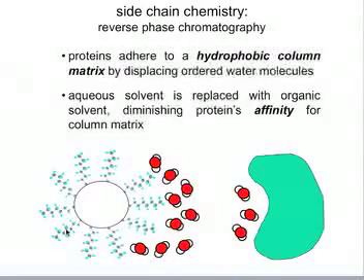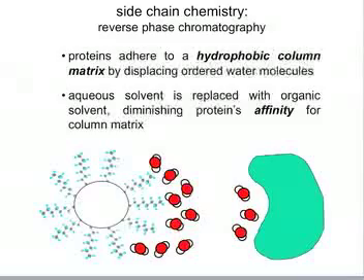So we have a bead. Here's the matrix bead covered with, in this case, probably a 10 carbon aliphatic chain, so a non-polar matrix, and then we adhere the protein by flowing it over the matrix in aqueous solvent, so that the protein, which might have a hydrophobic patch, prefers to interact with the column matrix more than it prefers to interact with water molecules. So again, ordered water molecules around both the nonpolar matrix and the nonpolar patches on the protein.